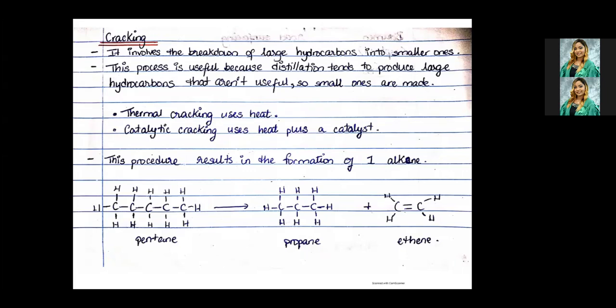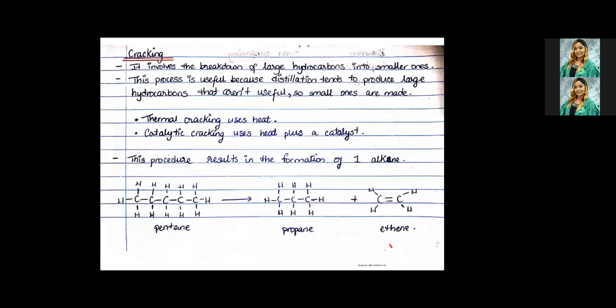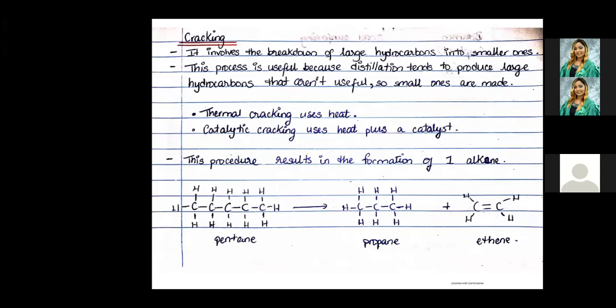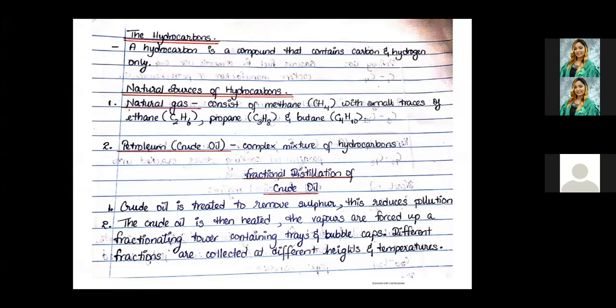When you break a large hydrocarbon down, you end up with an alkane and an alkene. My example here is pentane. When pentane is broken down, you're going to have propane formed, and ethene formed, which is your alkene. Does anybody have any questions based on that so far? No, ma'am. All right. I'm going to allow you to take this down. When you're finished, I'll give you the next slide, and then we're going to look at the uses of crude oil.